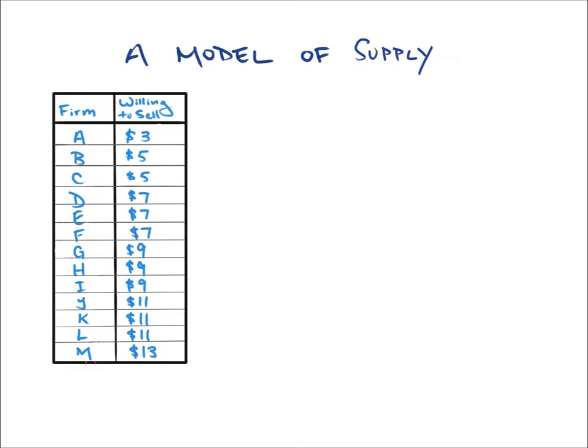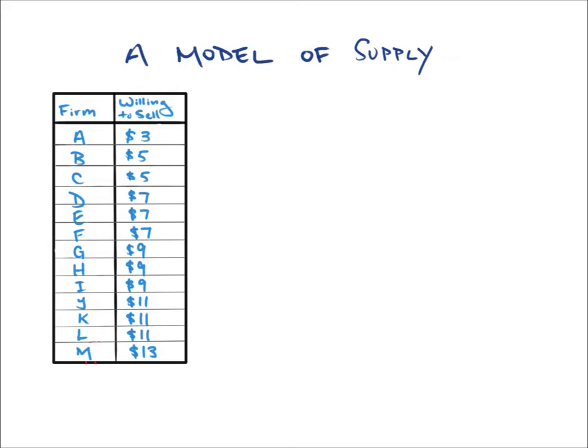Okay, so I've listed a bunch of firms here, A through M, and the cost of producing a hamburger for each of them. For some reason, one of these firms has really low costs. Maybe it has access to cheap beef, and it knows someone who would be willing to work at a low wage. For some reason, firm A has really low costs. Other firms, they have high rental costs, or they don't have a good supplier of the inputs.